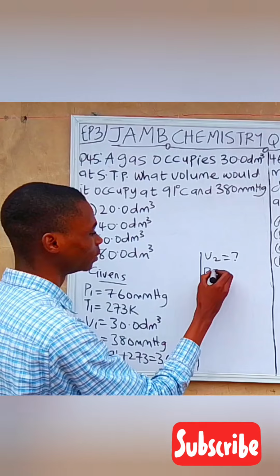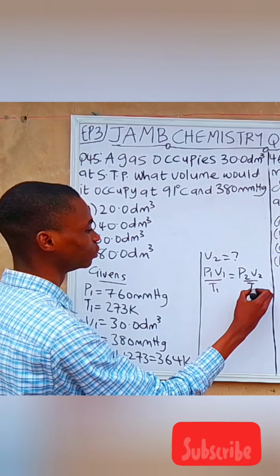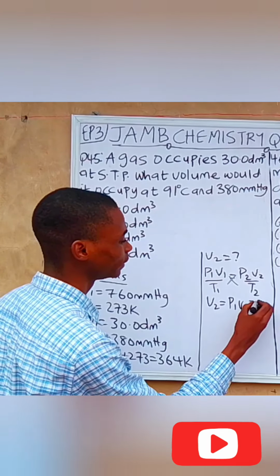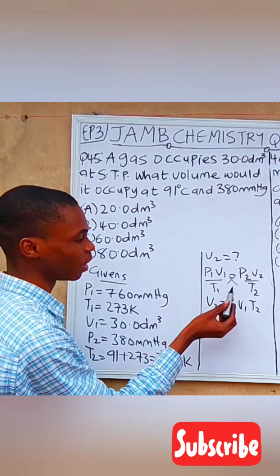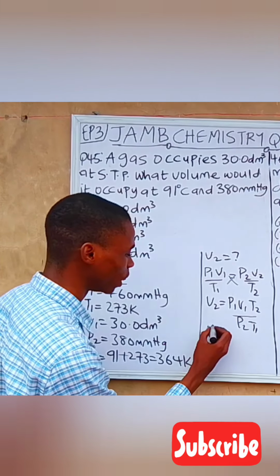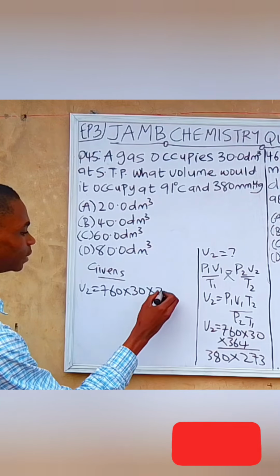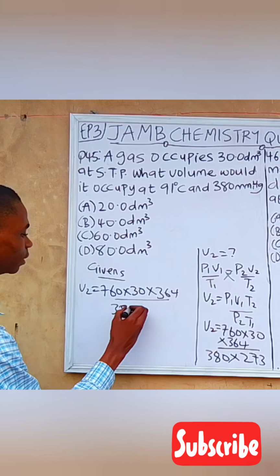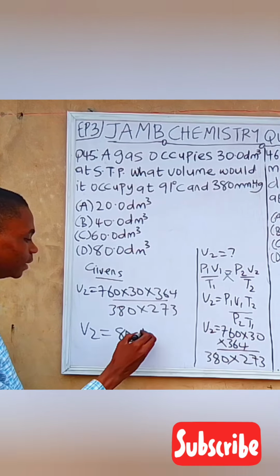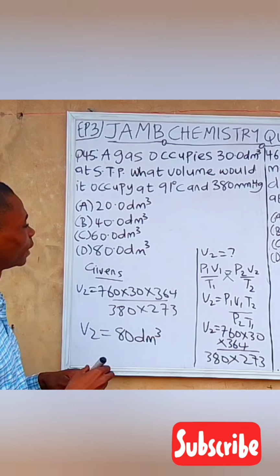So we have P1V1 over T1 equals P2V2 over T2. If we cross multiply, we have V2 equals P1V1 multiplied by T2, over P2 T1, which is what is left. So our V2 equals 760 multiplied by 30 multiplied by 364 over 380 multiplied by 273. So our V2 equals 80 dm³. You can press your calculator and check it out. 80 dm³ is the correct answer.